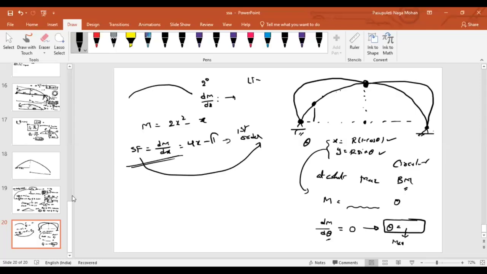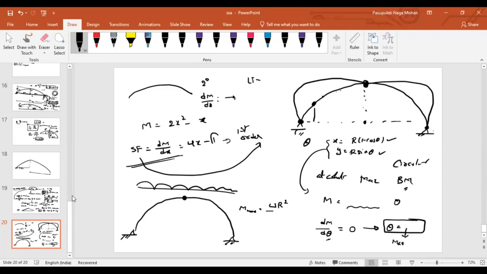What we have to learn by heart is that if it is a 3-hinged arch subjected to UDL loading, then the maximum bending moment, if it has the radius r, will be WR square by 8. If it is a simply supported beam of length L, you know the maximum bending moment is WL square by 8. Just like that, if it is radius r, it is WR square by 8.